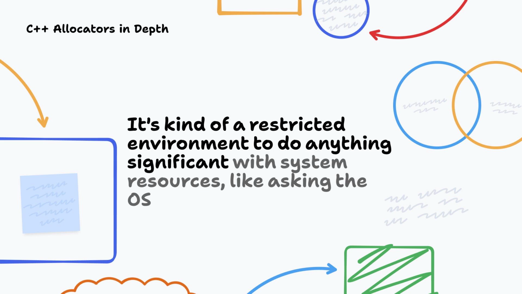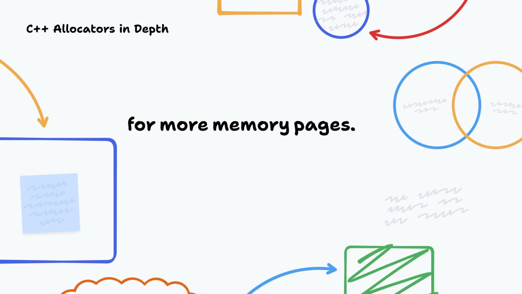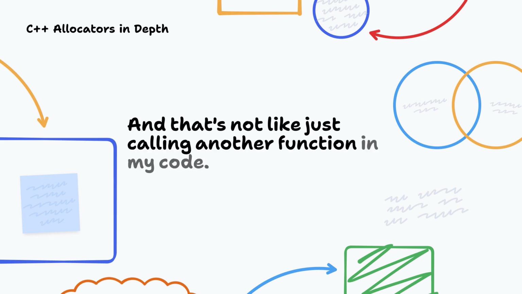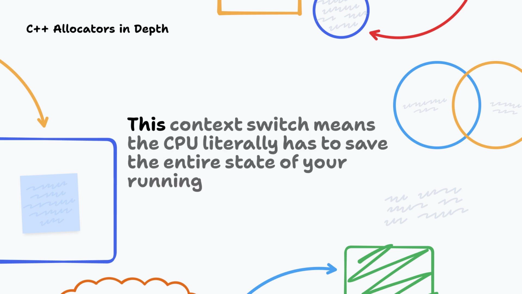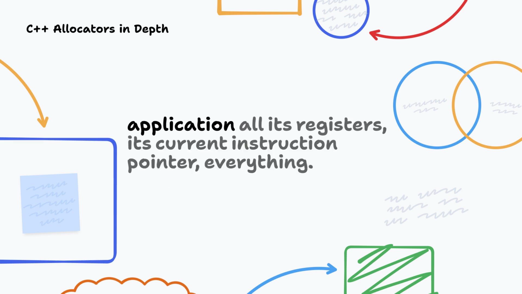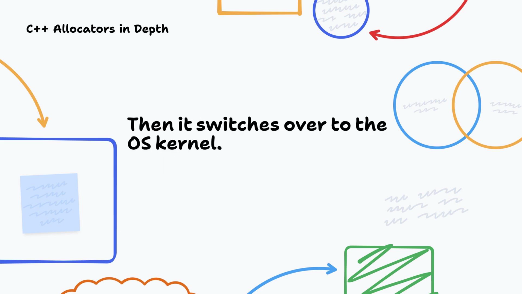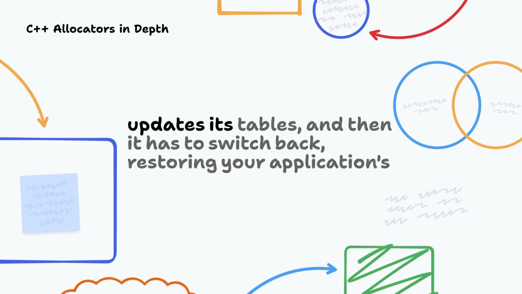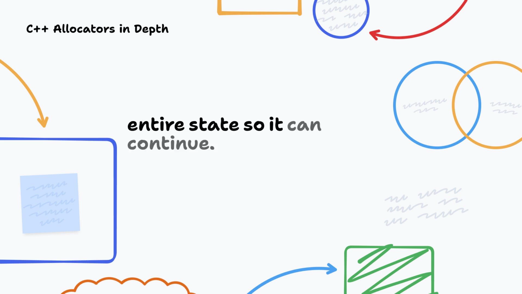To do anything significant with system resources, like asking the OS for more memory pages, your program has to make a system call. It has to ask the operating system's kernel mode to do the work. And that's not like just calling another function in my code. Not at all. It's much heavier. This context switch means the CPU literally has to save the entire state of your running application, all its registers, its current instruction pointer, everything. Then it switches over to the OS kernel. The kernel does the memory management work, figures out where to get memory from, updates its tables, and then it has to switch back, restoring your application's entire state so it can continue.